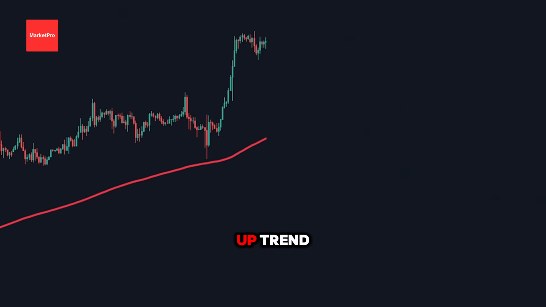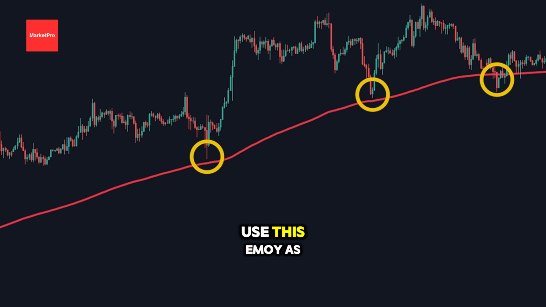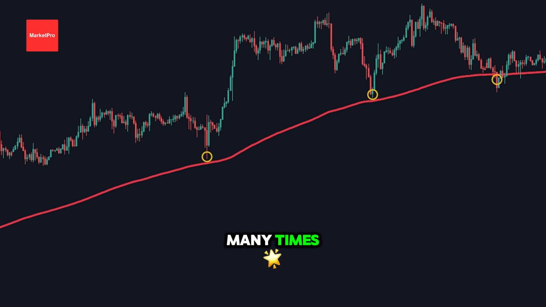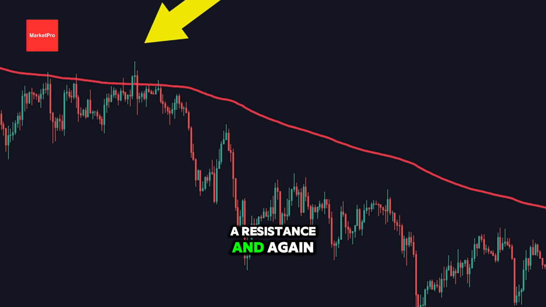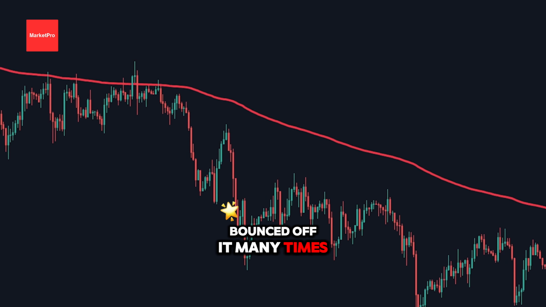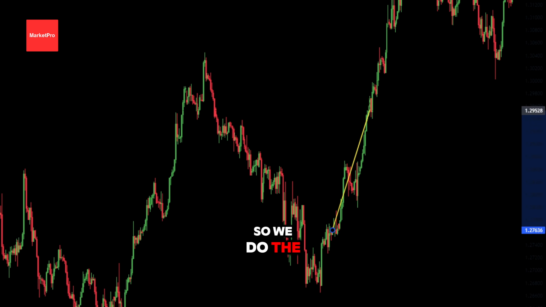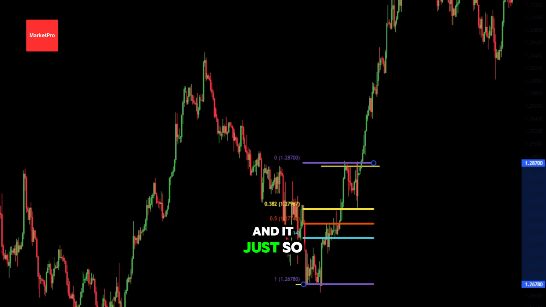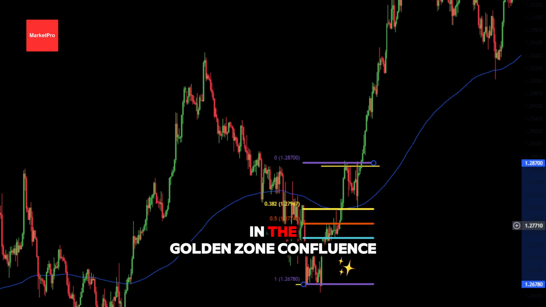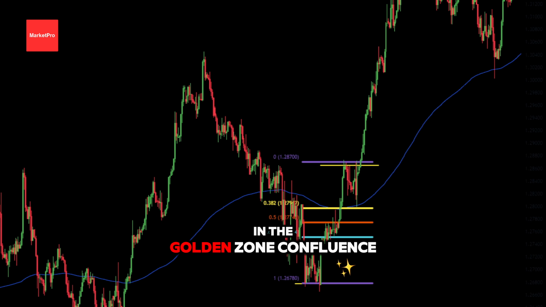For example, in this uptrend, you can see price use this EMA as a support and bounced off it many times. Then in this downtrend, you can see price use the EMA as a resistance, and again bounced off it many times. You see where I'm going with this? So we do the same thing. Find our swing high and swing low. Draw our Fibonacci tool. Look for price to retrace to the EMA. And it just so happens to also be in the golden zone confluence. But wait, there's more.